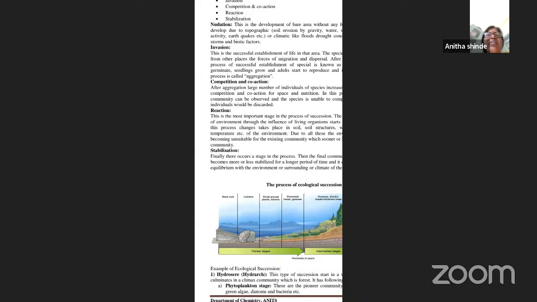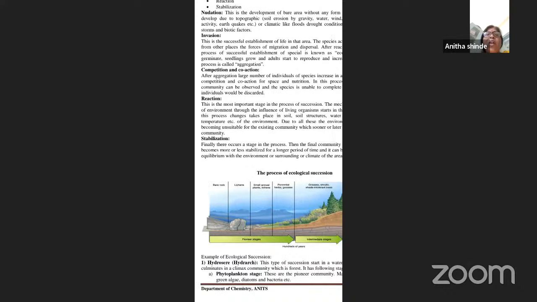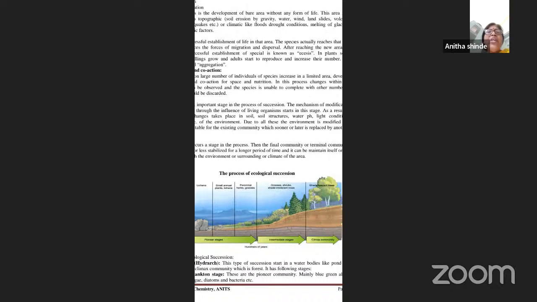And the next one is what? Reaction. Now, this is the most important in the process of succession, because here is the mechanism of modification of the environment through the influence of living organisms. At this particular stage, as a result of this process, there will be changes in the soil structure, water, pH, and all those things. So due to all these things, the environment will get modified. This particular stage you call reaction.